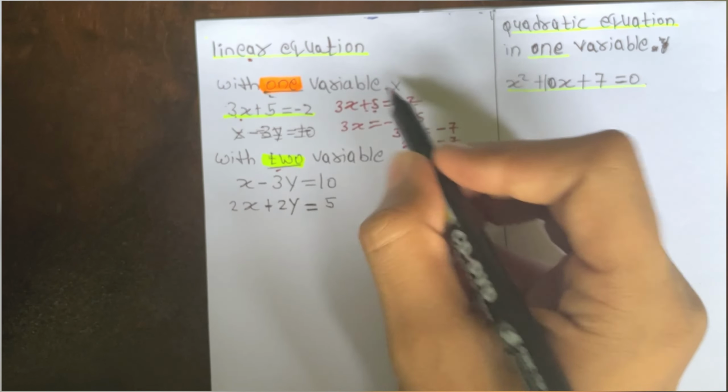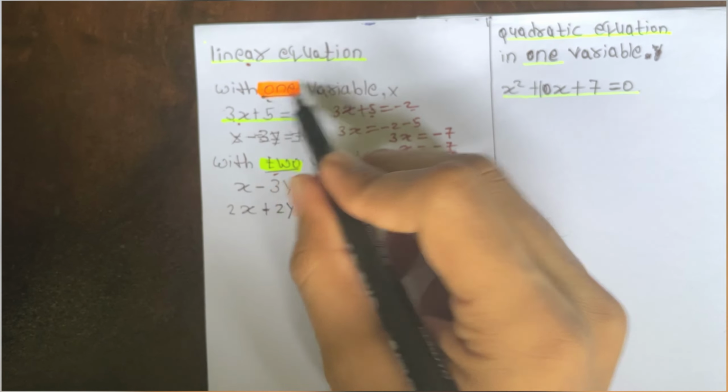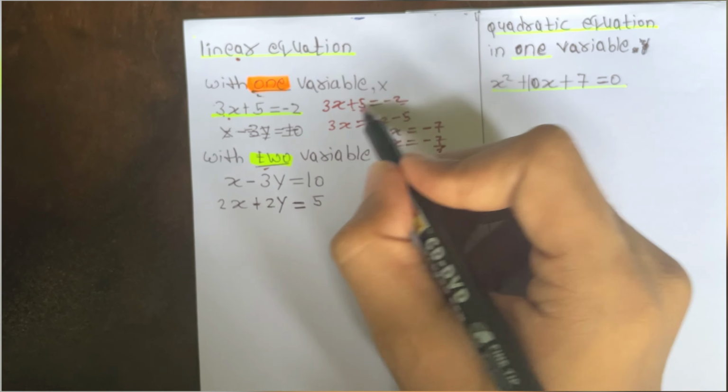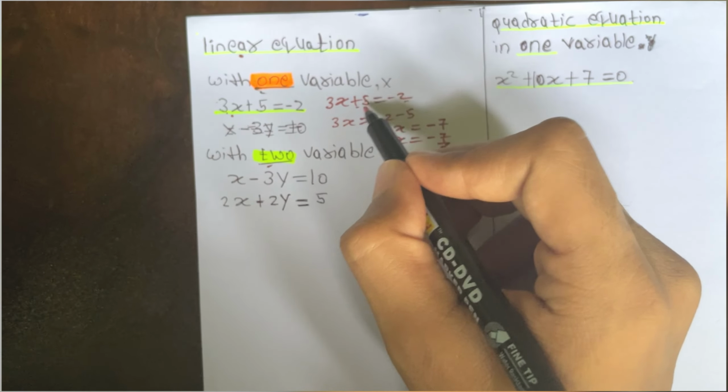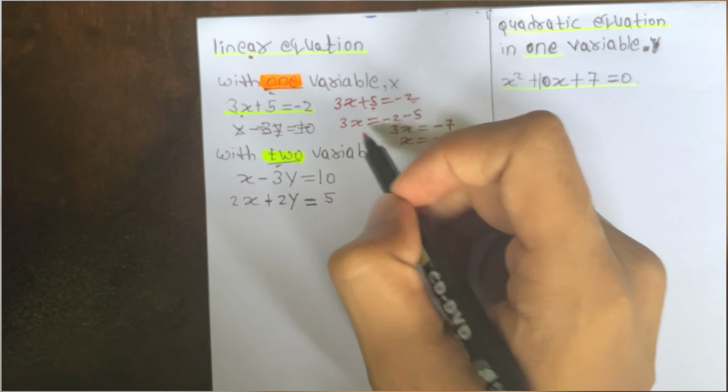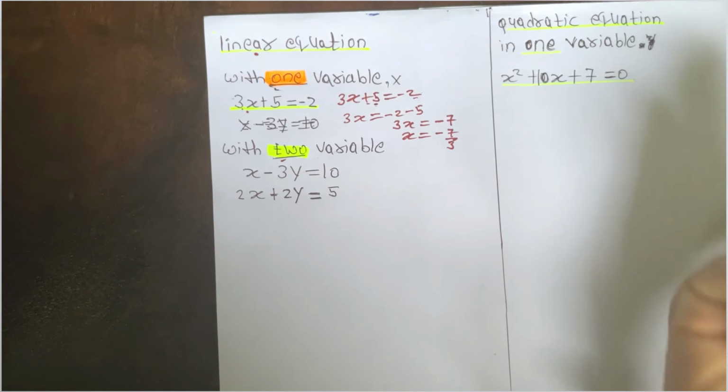Okay, this is how we have to solve a linear equation with just one variable. We just have to see which are the numbers, then take the numbers to one side and the variable to the other side of the equal sign, and then solve this.